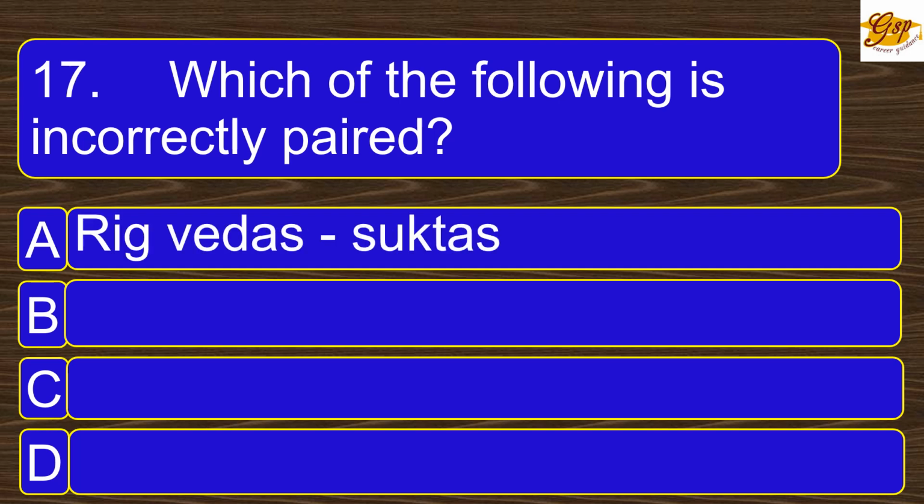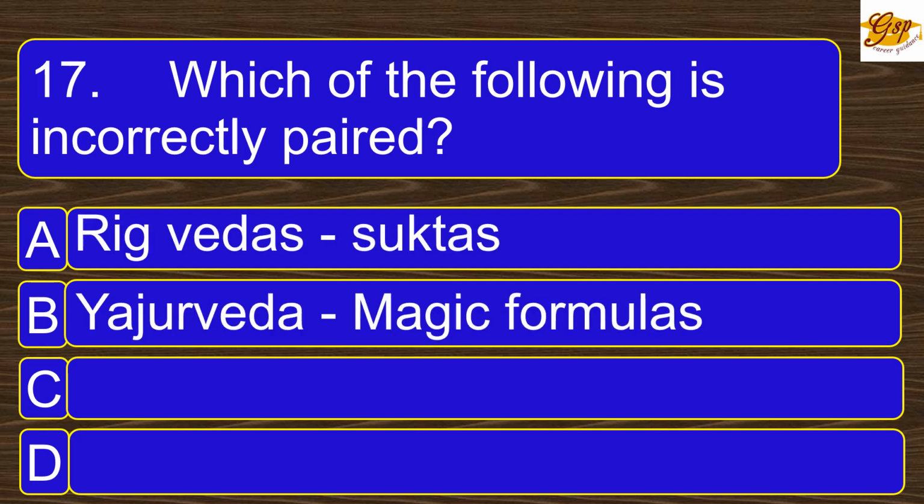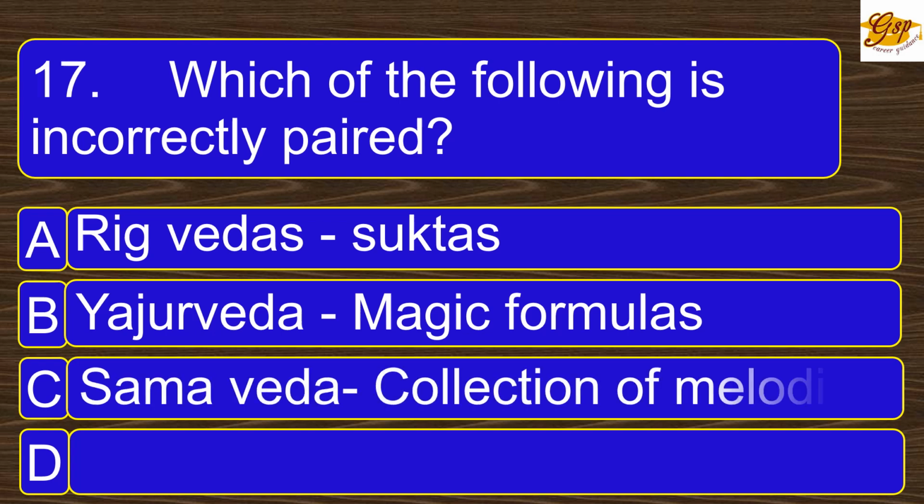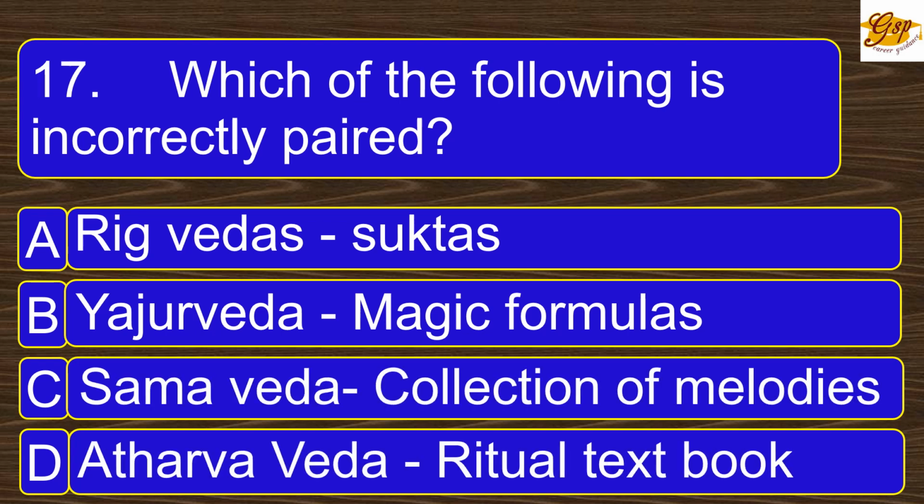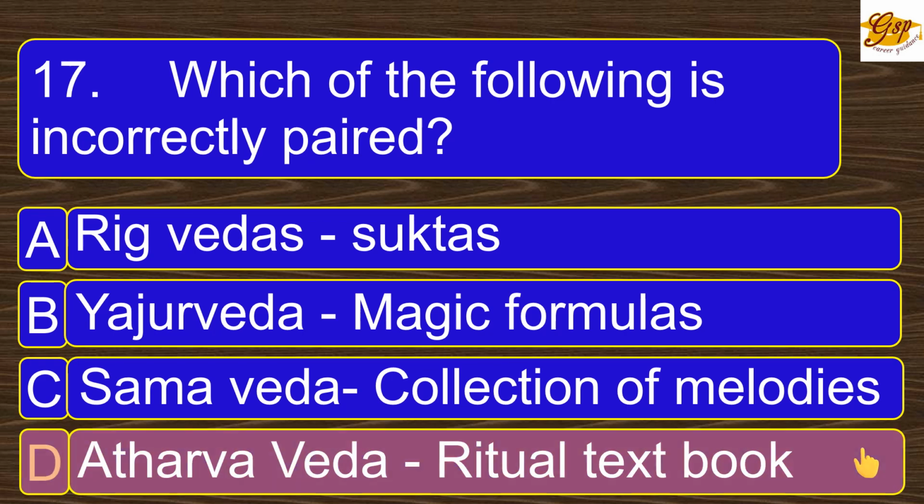17th question. Which of the following is incorrectly paired? A. Rigveda, Suktas. B. Yajurveda, magic formulas. C. Samaveda, collection of melodies. D. Atharvaveda, ritual textbook. The correct answer is D. Atharvaveda, ritual textbook.